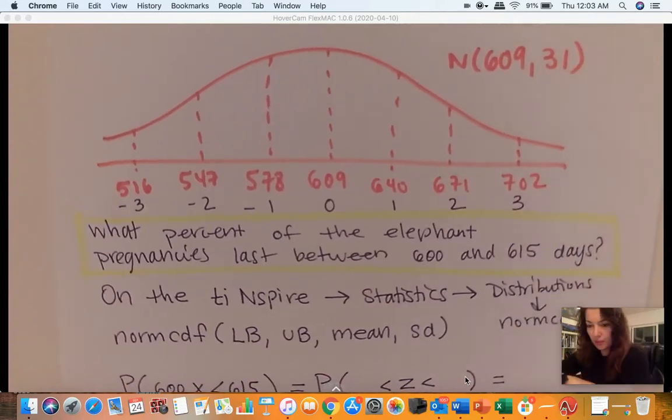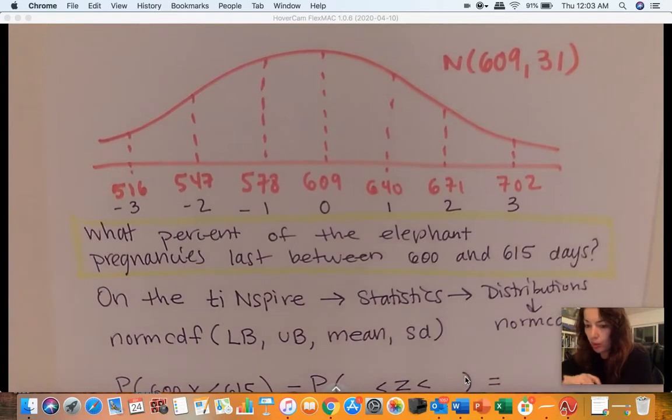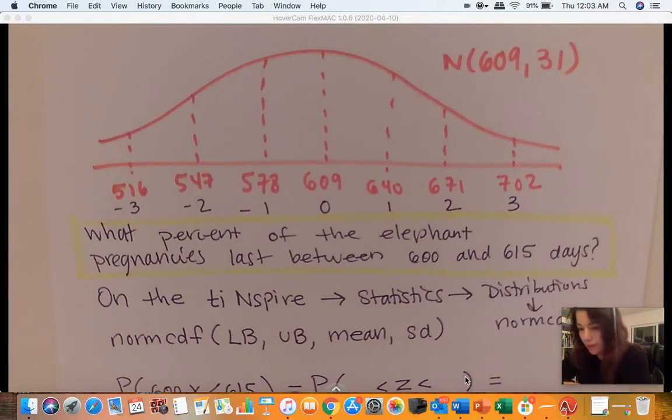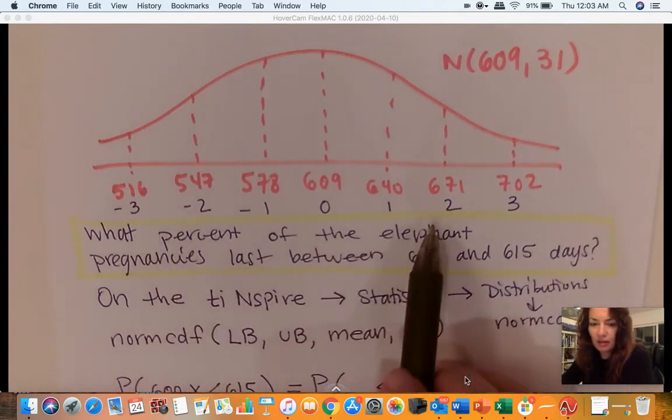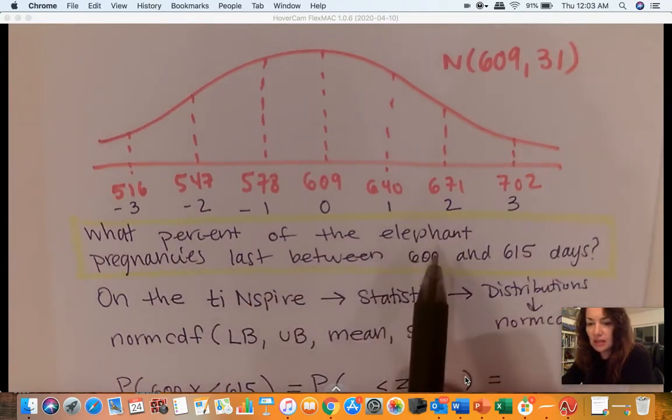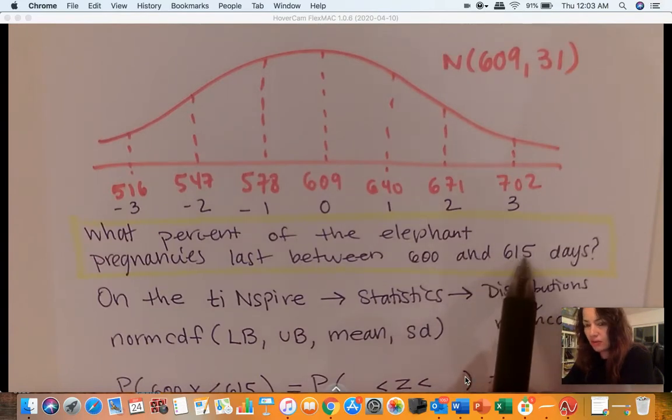Hi, so I'm going to show you an example of how we can use our calculator when we have an example that gets to be a little bit more work using a z-score table. Of course you can use the z-score table for this, but I want to show you how to use this on the TI Nspire. So the question asks what percent of the elephant pregnancies last between 600 and 615 days.